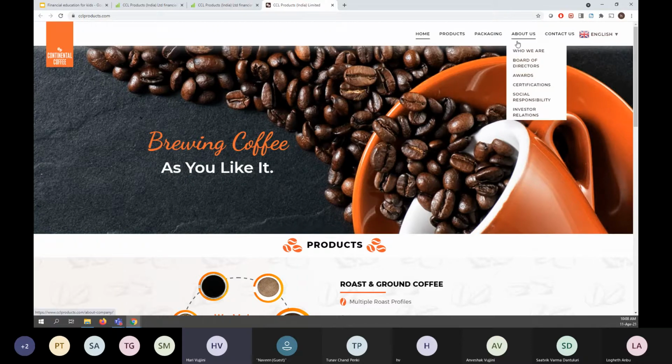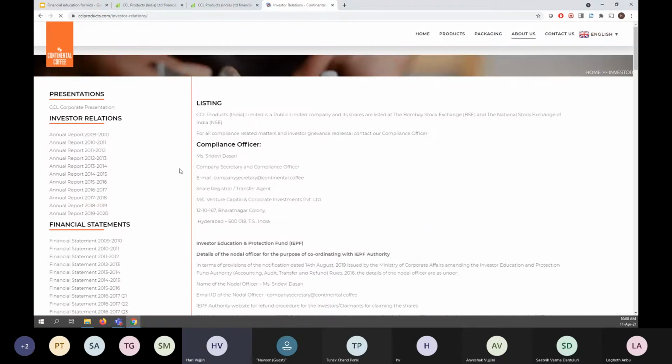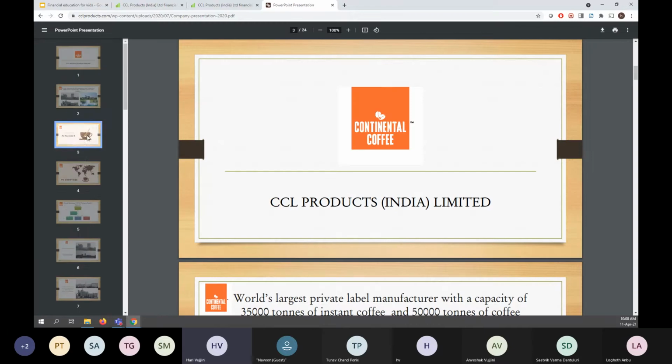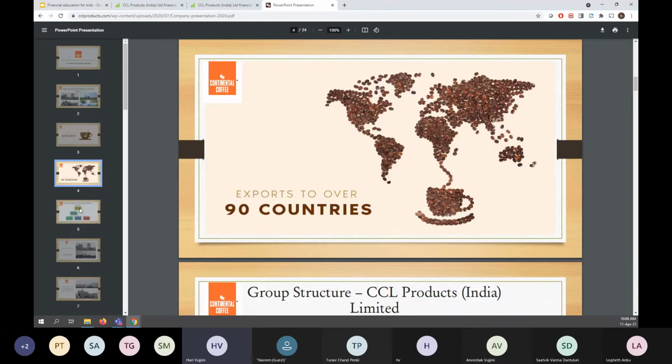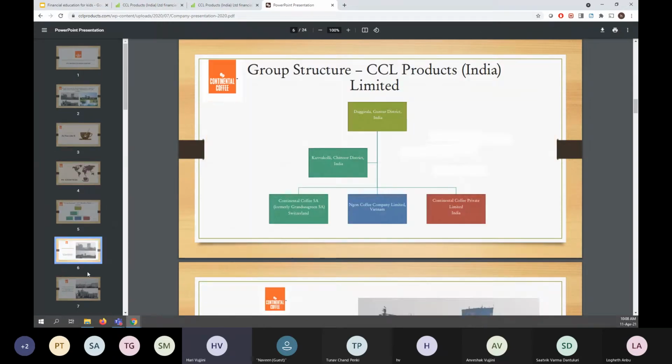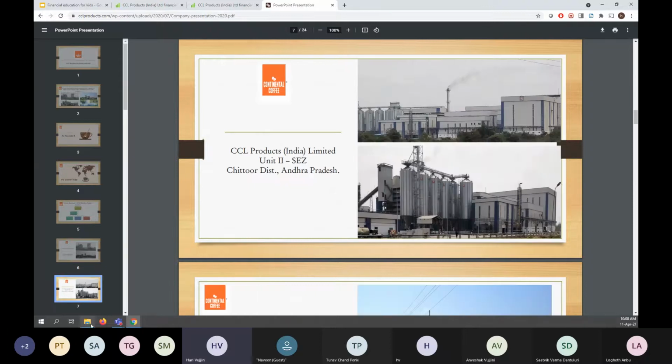Okay, so now I want to know about this company. Every time you want to learn about a company, you go to their website and search for investor relations. If you go there, you have a corporate presentation. If you open the presentation, you get a feel for what the company is doing and where they are across the world. So these are the different plants.